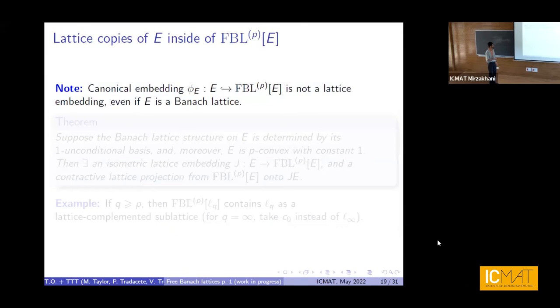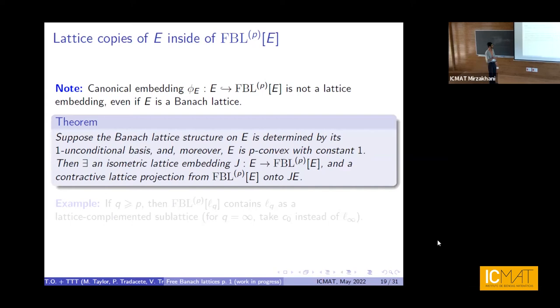Next, I want to maybe discuss the situation when E is a Banach lattice. How does it sit inside of the free Banach lattice built on it? So the canonical embedding is not a lattice embedding. However, there are situations when you still can find the lattice copy of E in the free Banach lattice.